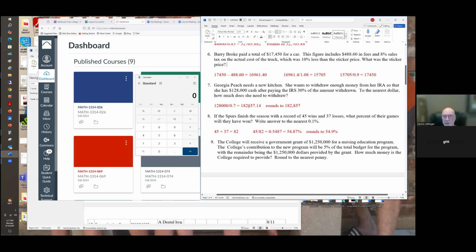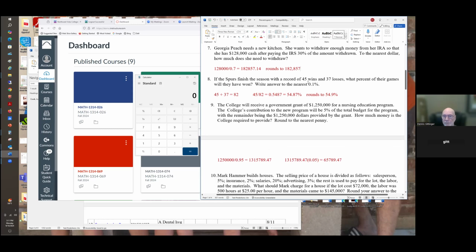I get $182,857.14. Why did I round it to 182,857? Because it says right there, to the nearest dollar. And if you don't, oh well, if you leave the 14 cents on there, it will be marked wrong.